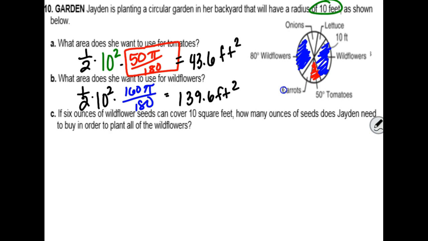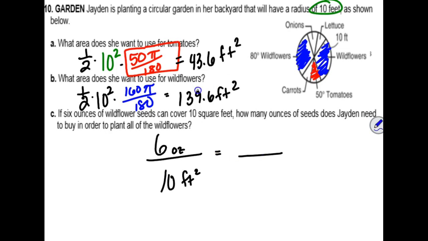Yeah? Ish? Okay. So this last question, this is a good test prep question, a good SAT question. If you have 6 ounces of wildflower seeds, you can cover 10 square feet. So she's got to figure out how many ounces of seeds she needs to buy. So it doesn't really tell you how to set this up, but anytime you have this like analogy feeling question in math, it means you need to set up a proportion. So 6 ounces of seeds will cover 10 square feet. I just write the label down because I have to make sure my proportion's set up properly.